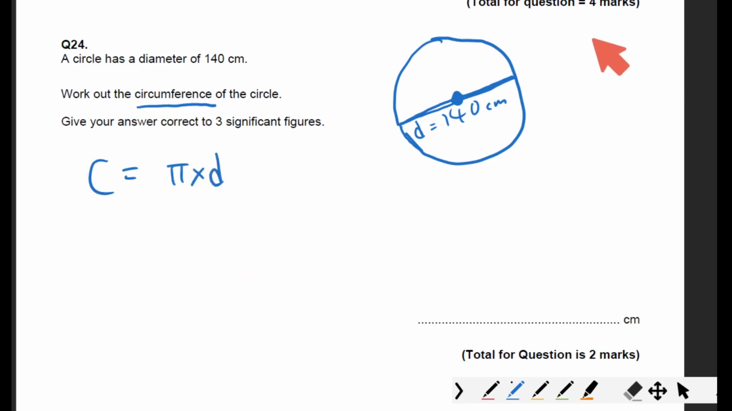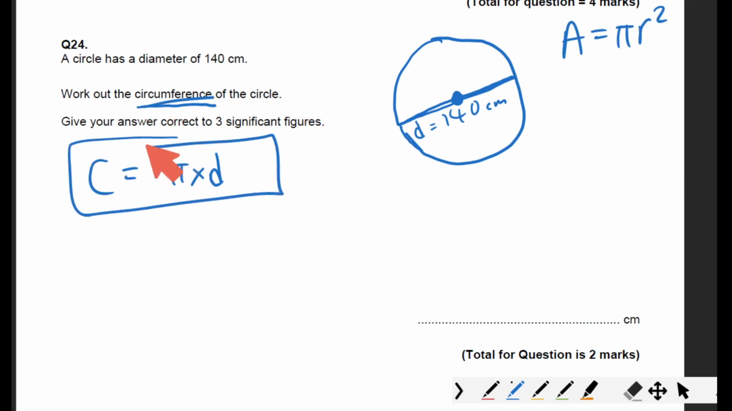Not pi r squared. Area is pi r squared. That's not the question we're dealing with here. We're working out circumference, which is this one here. So you need a calculator for this, unless you're working in terms of pi. Pi is 3.14, or you can use the pi button on your calculator, it's more accurate, multiplied by the diameter, 140 centimeters.